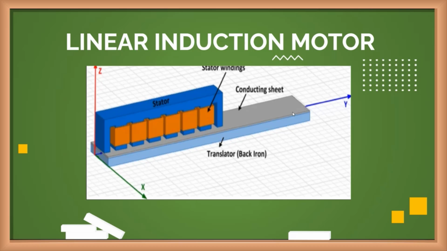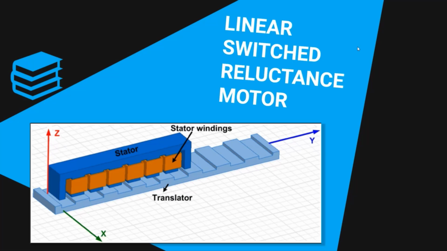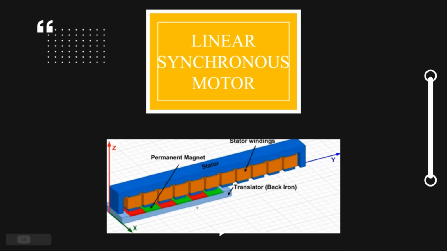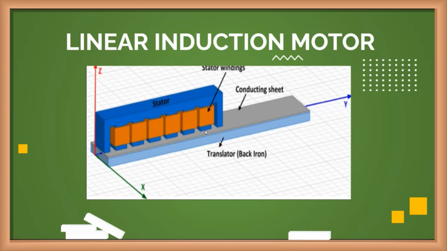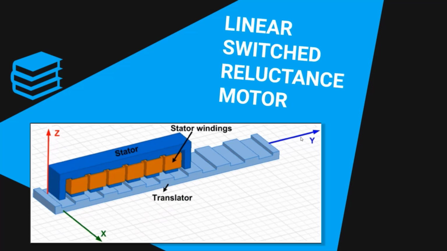Next is one of the linear motors, the linear induction motor. The special one is the conducting sheet. And the other one, the translator or back iron, and the stator windings are the same as the other. Next, the linear switched reluctance motor. This is the translator, and in the translator there's some kind of difference. There's no gear, or maybe it is caused by the conducting sheets, but the gear cannot touch the stator windings. It is the same as before for the stator windings and stator.